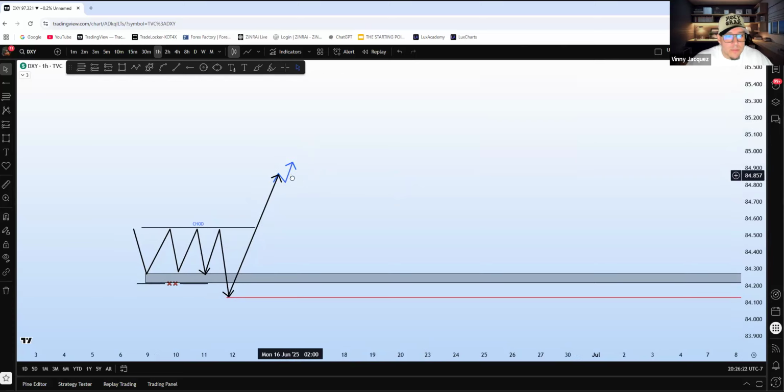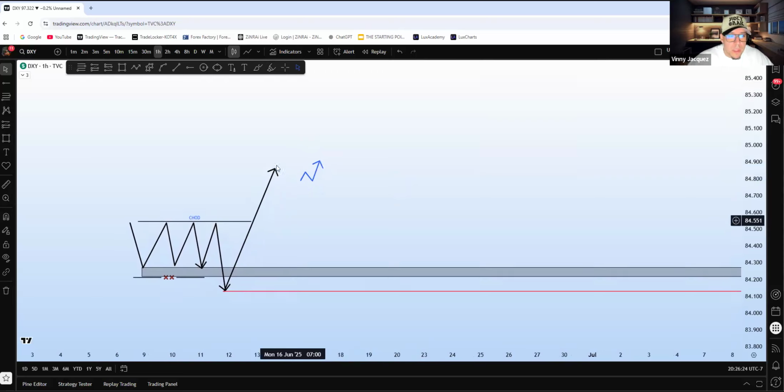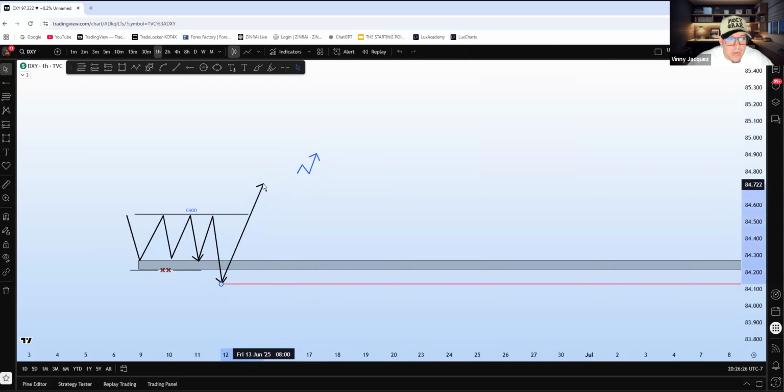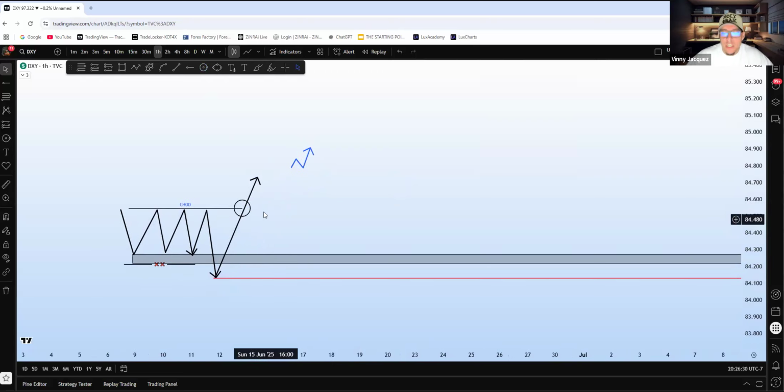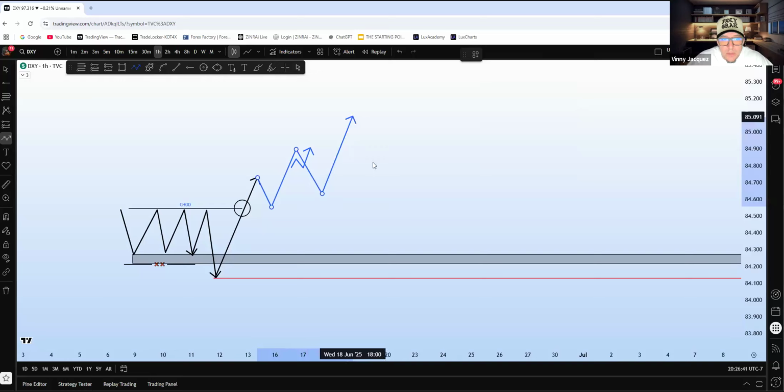The thing is, when it comes to higher time frames, as soon as we get this change of direction, guys, right here, we should be looking for buy opportunities. We're no longer looking for sell opportunities. We want to continue the trend. We want to continue that trend to the upside.